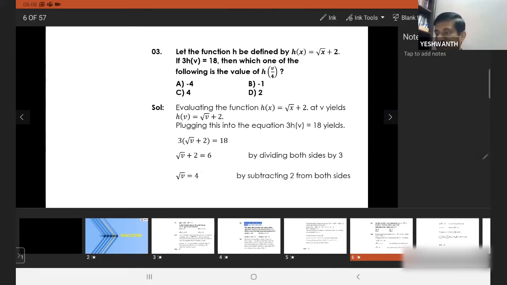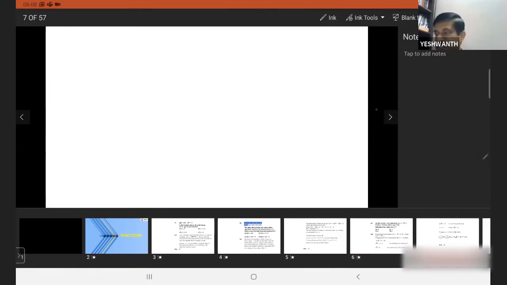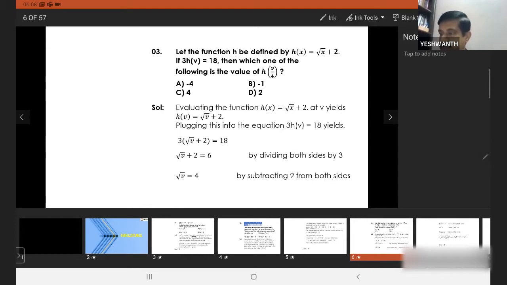So root v equal to 4. So v equal to 16, squaring on both sides. We got the v value. Now h of v by 4, we should find out this.